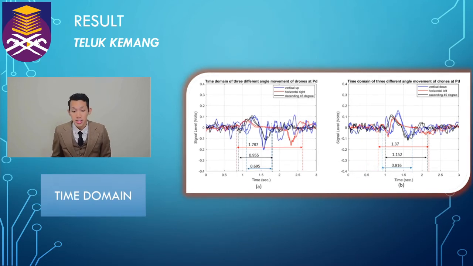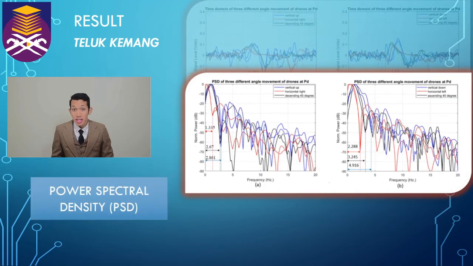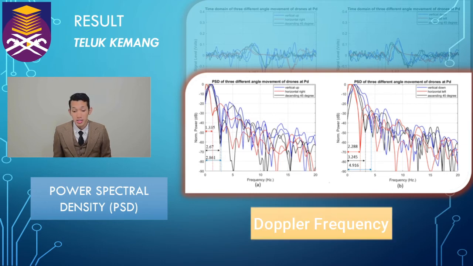We move to the PSD, where from the frequency equation, when the time taken is low, the frequency will be high, as shown in this figure, where vertical up and vertical down have the highest Doppler frequency. This is due to the shortest time taken to cross the baseline.